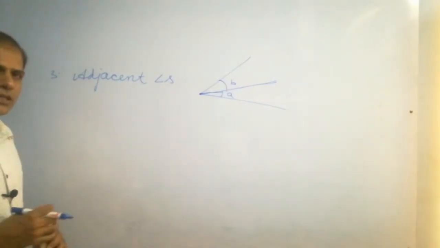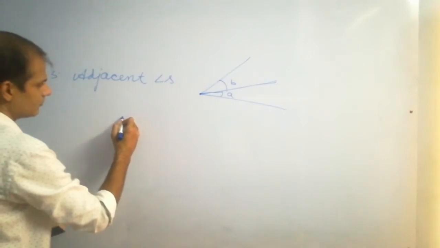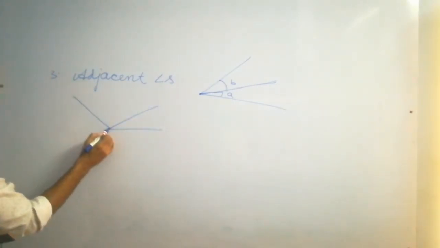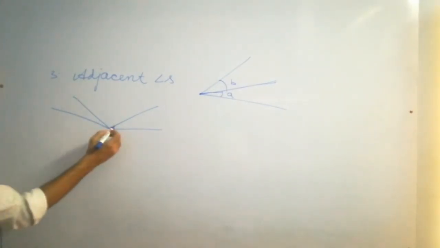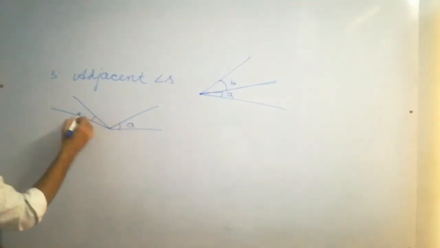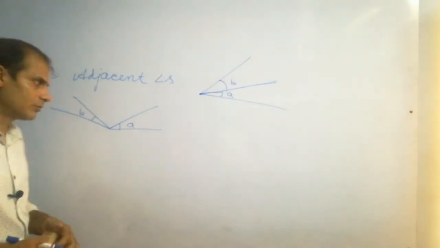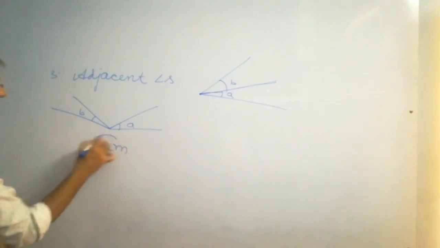Think of other combinations. For example, in this way, can you think whether both of these are adjacent or not? Okay, think about the conditions. It means one line, or you can say arm, one arm should be common and one vertex should be common.